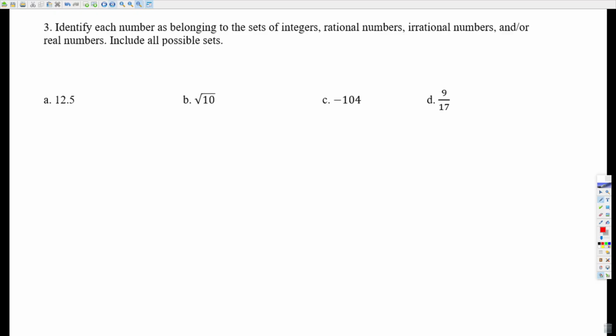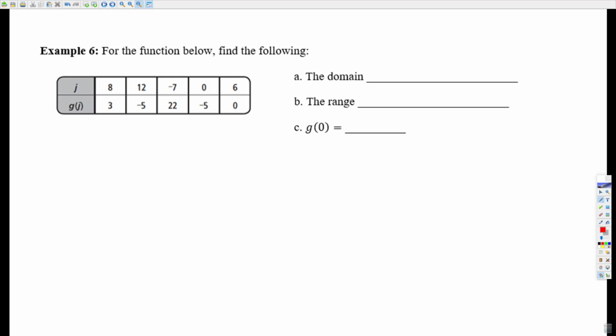Got 2 more examples, 6 and 7, and then we'll be done. But I would say pause it and make sure you can get D and E correct yourself. Pause the video and do that.